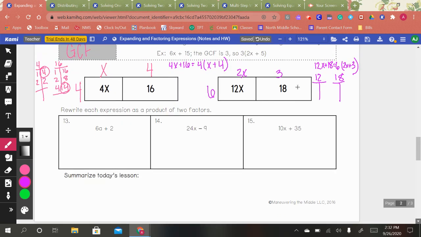For 13, the greatest common factor is 2. And 6a divided by 2 is going to be 3a. 2 divided by 2 is 1. Greatest common factor for 24x and 9 is going to be 3. 24x divided by 3 is 8x. 9 divided by 3 is 3. And greatest common factor for 10x and 35 is 5. 10x divided by 5 is 2x. 35 divided by 5 is 7.